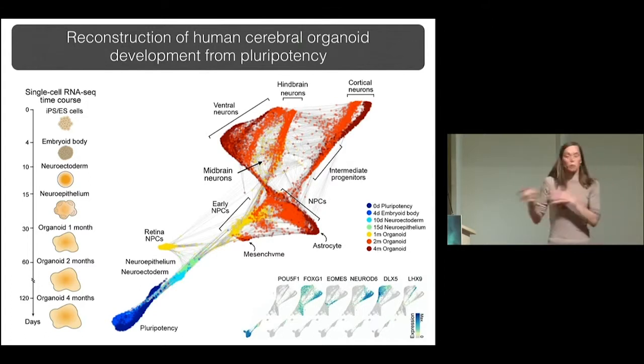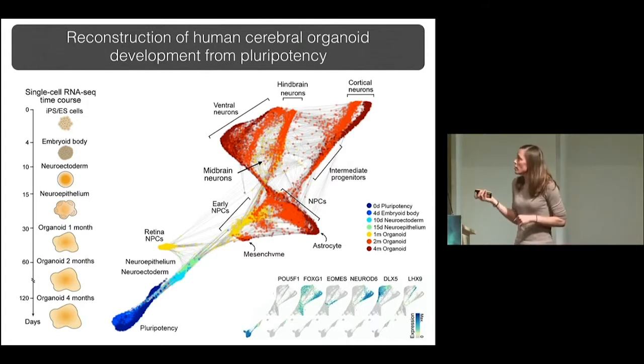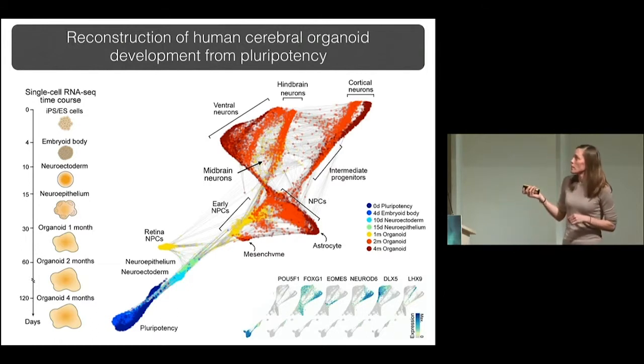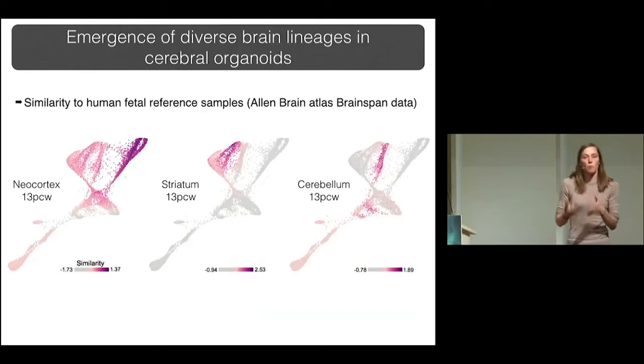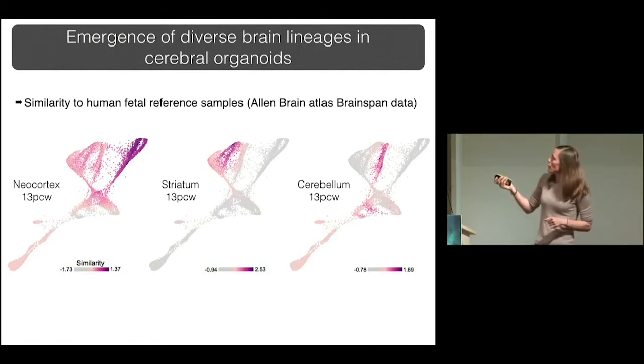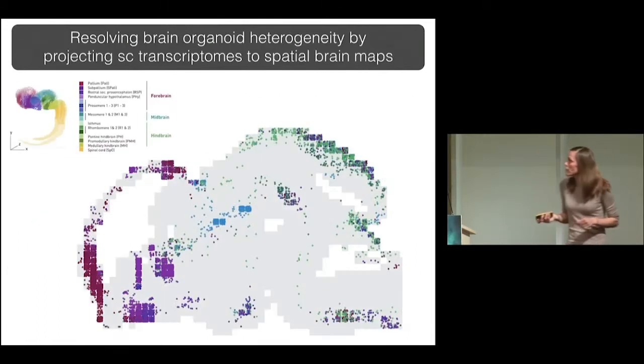We have astrocytes that emerge at 4 months. And then we always have a few mesenchymal cells, and in this case also some retina developed. And we can also calculate the similarity to a primary reference, where we very nicely see these cells are really the cortical cells. These are the GE-derived cells, such as the early striatum, and here are cerebellar cells.